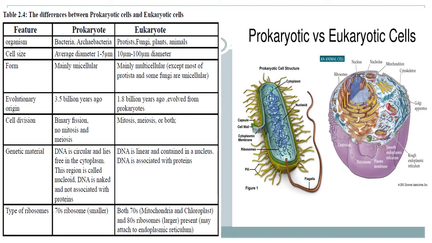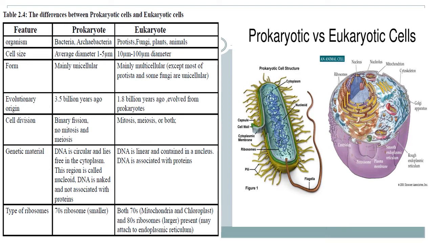Now, the difference between prokaryotic and eukaryotic cells. Here there are diagrams, which are a bacterial cell and an animal cell, which is a eukaryotic cell. If you look at the tabular column, you will find that the organisms in the prokaryotes are the bacteria and archaea, while eukaryotes are the protists, fungi, plants and animals. And I told you about the cell size, where prokaryotes are 1 to 5 μm and eukaryotes 10 to 100 μm in diameter. Prokaryotes are mostly unicellular, whereas eukaryotes are multicellular, except the protists and some fungi which are unicellular.